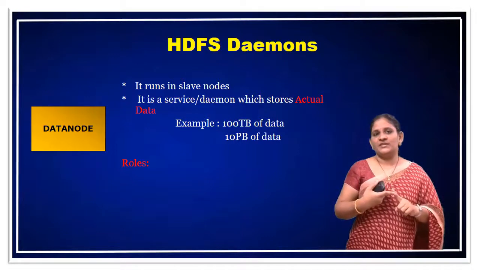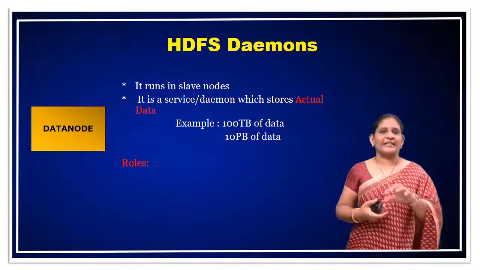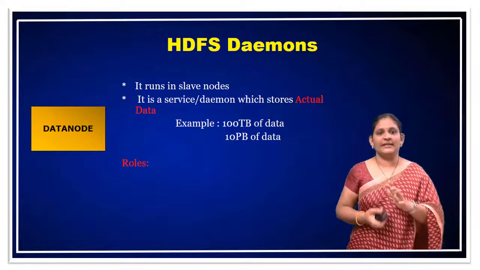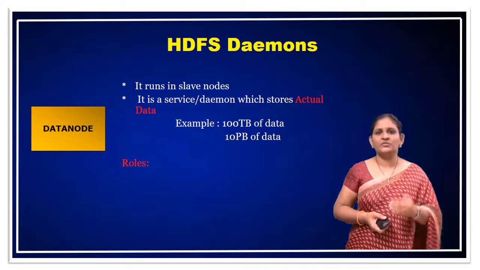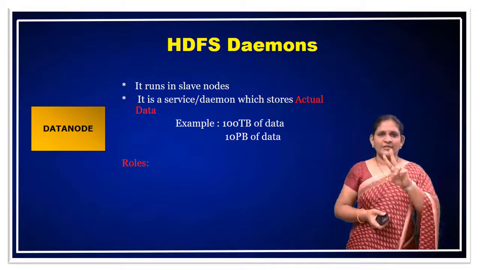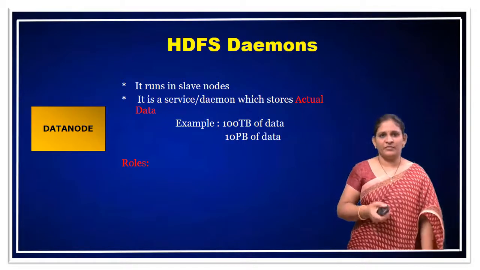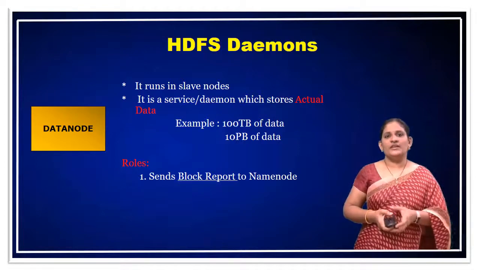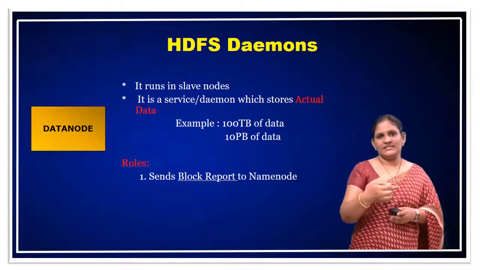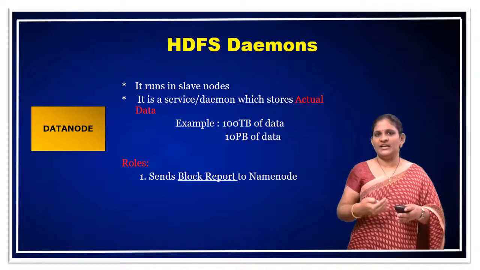This is one of the major tasks of the data node. What is the major task of the data node? It stores the actual data, that is big data. We do have other roles. The data node also handles two other roles. The first role is that it sends the block report to the name node. The name node is the master, and the corresponding slave is the data node.